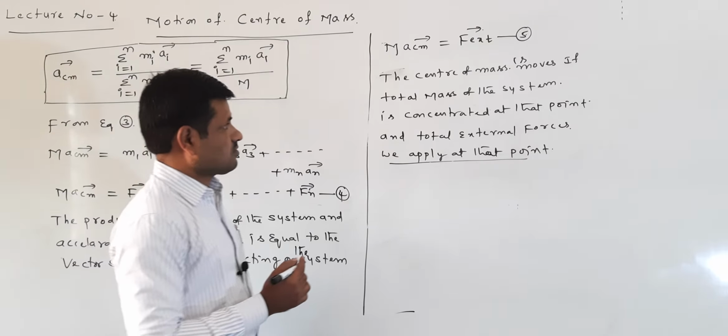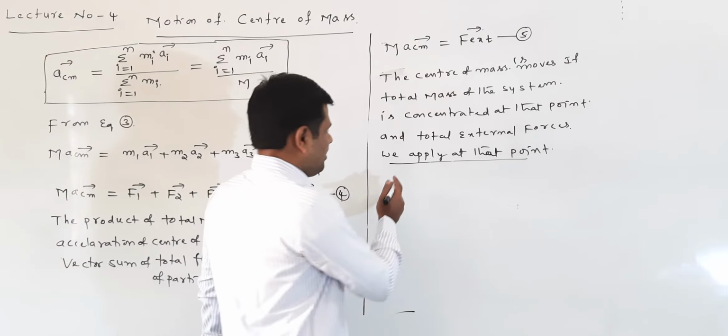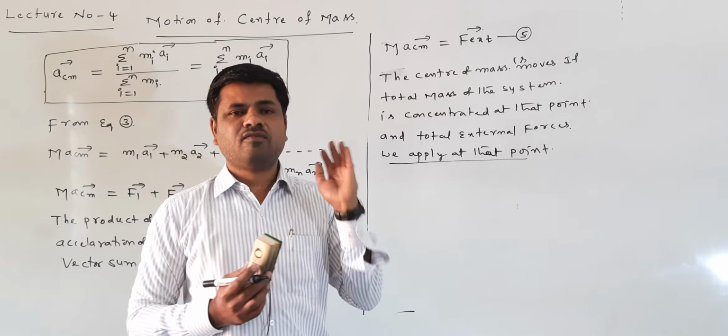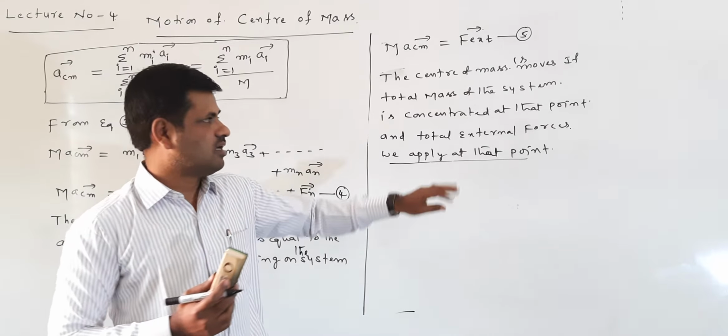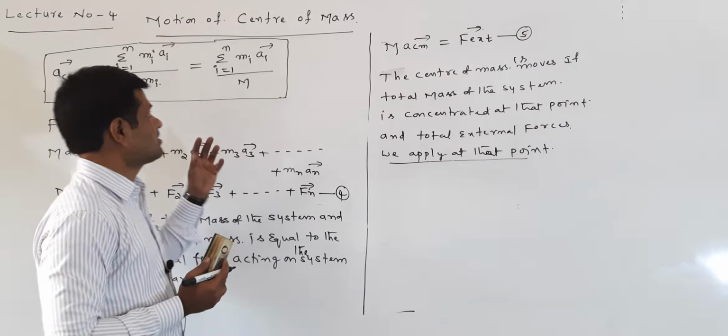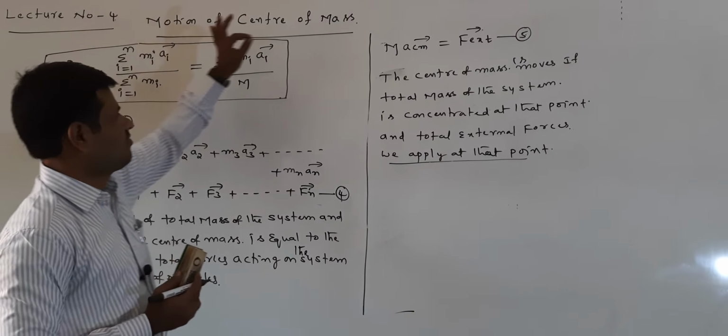Right. Next, this is the meaning of the motion of the center of mass. It means the center of mass is in motion. When the center of mass is in motion, the total mass of the system is concentrated at the center of mass and the total external forces are applied at that point, then only the center of mass comes into motion. Right, this is called the motion of center of mass.